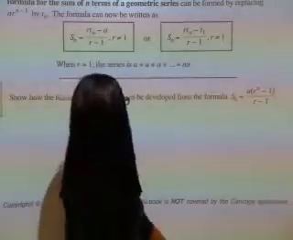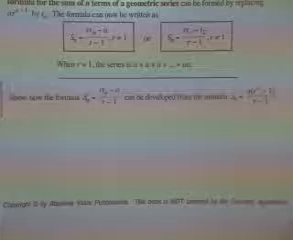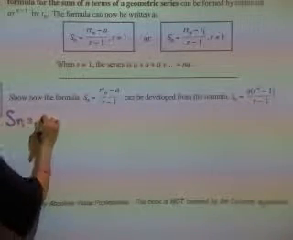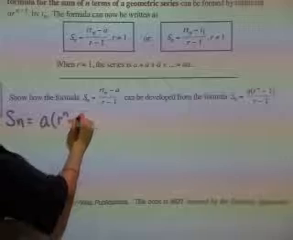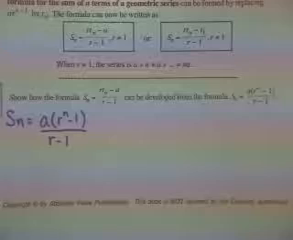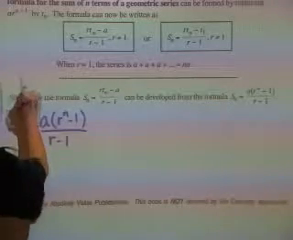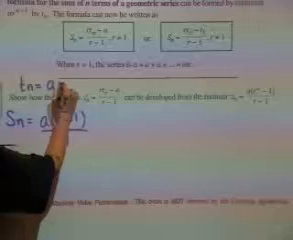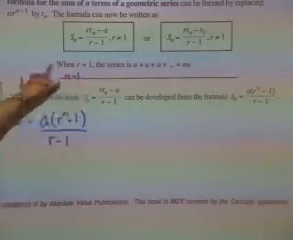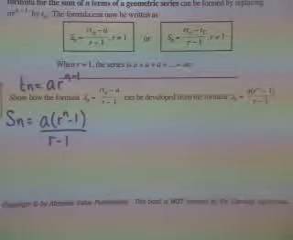So it says, show how the formula r times t of n minus a divided by r minus 1 can be developed from the first formula. So if I take this formula, what I want to remember is that t of n is equal to a times r to the power of n minus 1. So if I can somehow have this in my formula, I can replace it with a t of n.